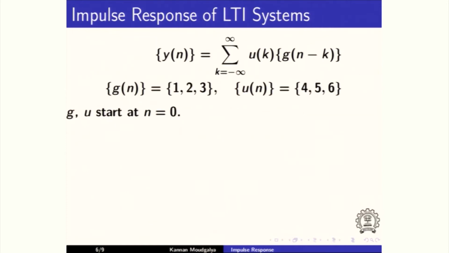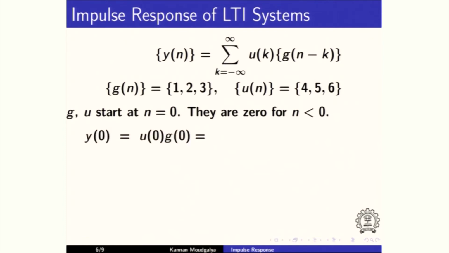Now we will take an example. We start with the expression from the previous slide, and it is given that the impulse response is as given here. Both of them start at n equals 0. Here G takes the value 1, 2, 3, U takes the value 4, 5, 6, and they are 0 for n less than 0, and of course it is also understood that wherever it is not specified, what happens after 3? It is 0. All values beyond this point are 0, so they are not specified.